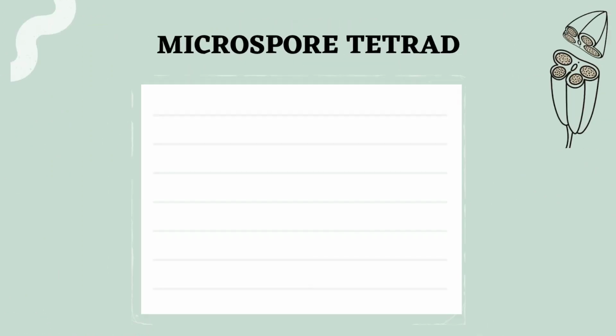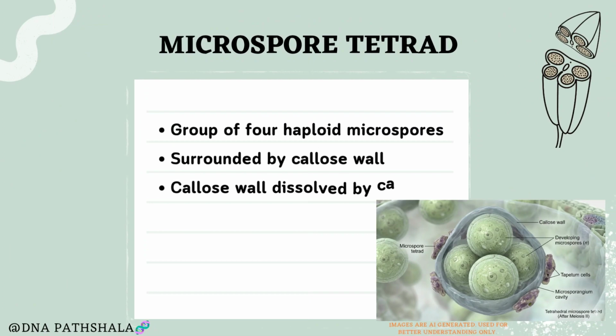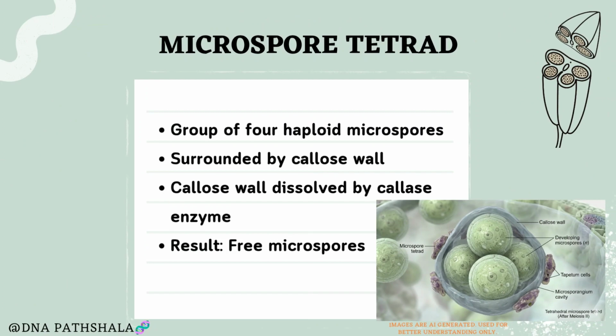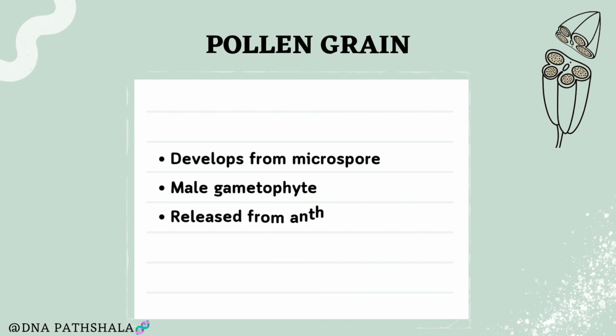Why tetrad? Let's see what is microspore tetrad. Tetrad simply means a group of 4 microspores temporarily attached. They are surrounded by a callose wall which is later dissolved by callase enzyme. After that, those 4 microspores become free. Now, each microspore develops into a pollen grain and pollen grain is called the male gametophyte.